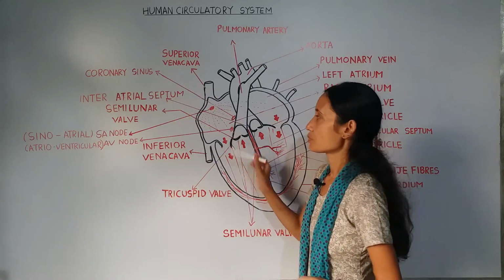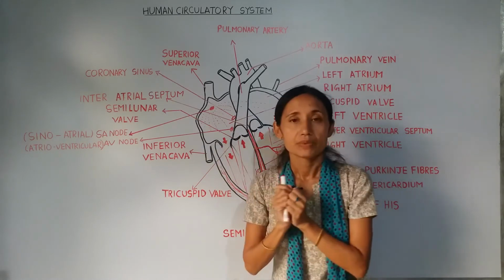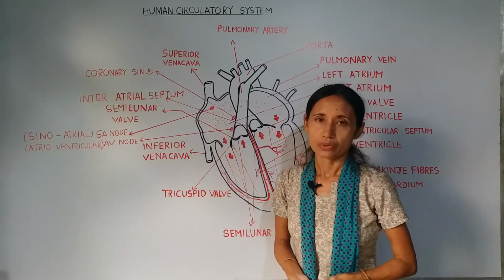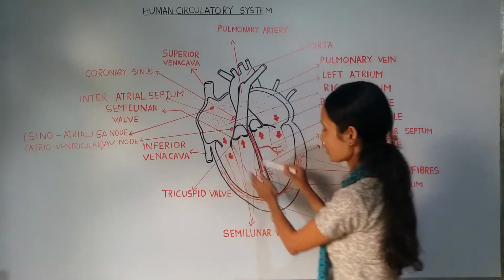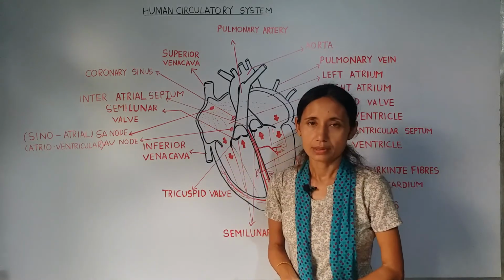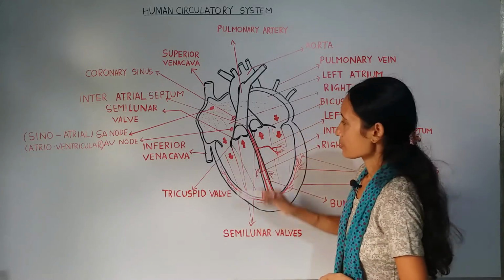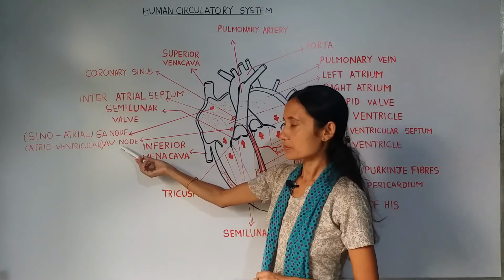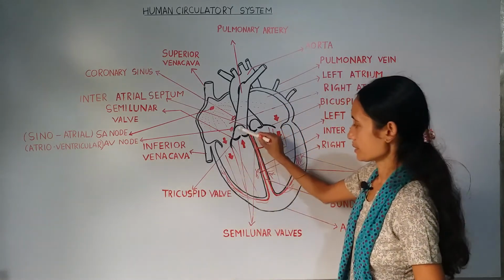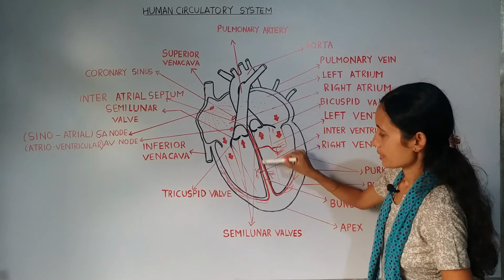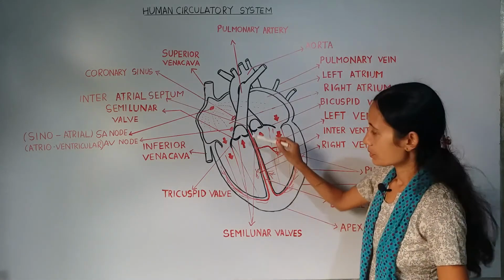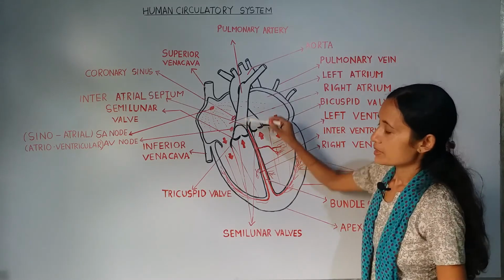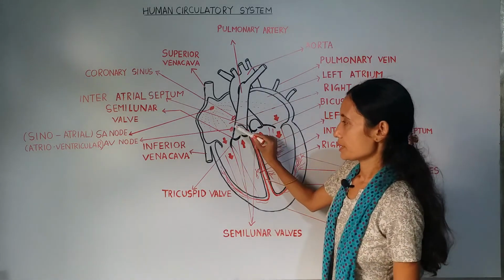So this node will receive the wave of contraction spread from the SA node. After receiving it, it will spread to the walls of the ventricles. Now how will it spread? This AV node, atrioventricular node, is connected with muscle fibers. Here I have drawn red lines, these are muscle fibers, originating from this AV node.